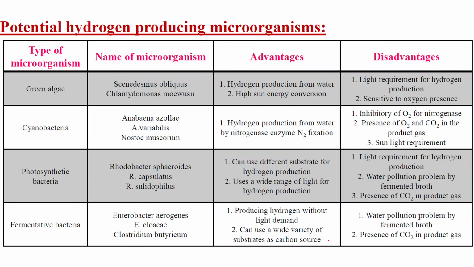Here are some of the potential hydrogen producing microorganisms. This is the green algae type of microorganism, and this is the name of the organism. So these are some of the microorganisms you can see and learn. They may ask you a question for matching or something. And they have different advantages and disadvantages you can study.